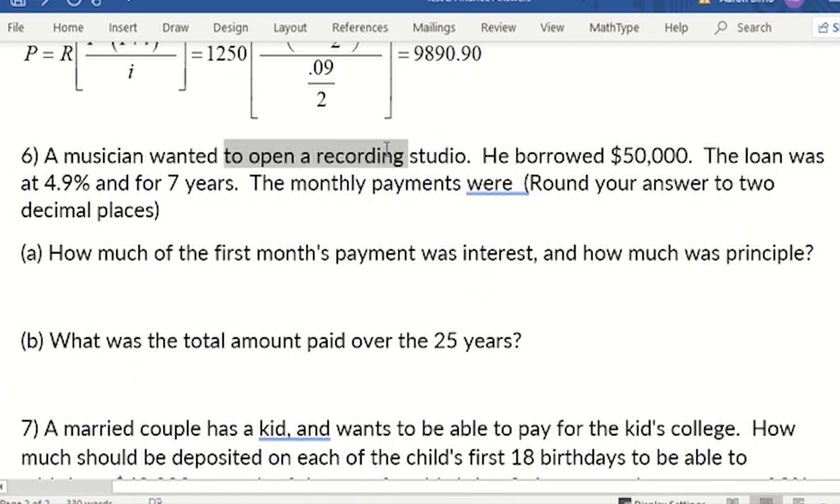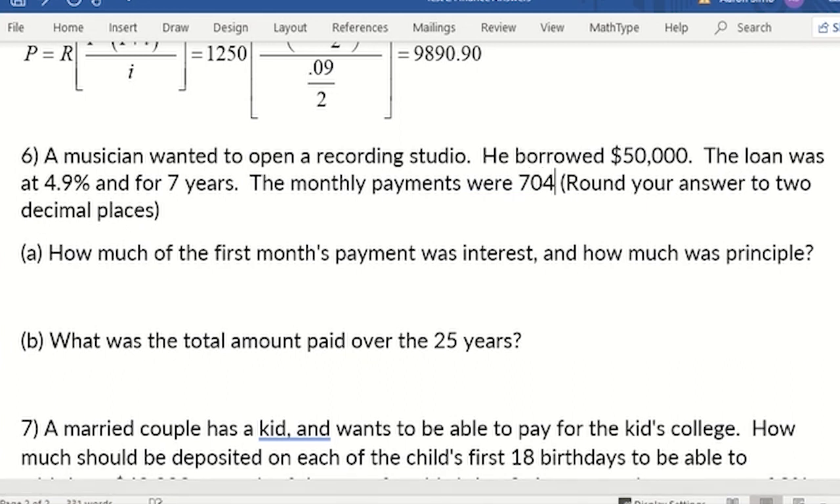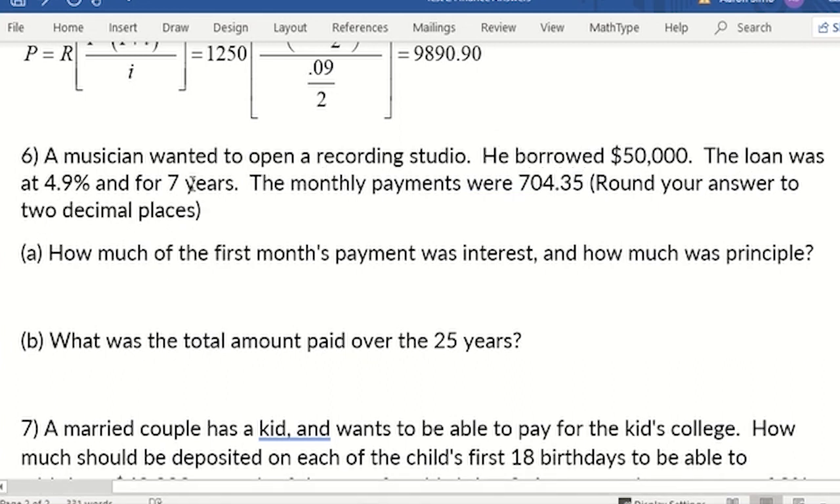Number 6, on part A right here. A musician wanted to open a recording studio. He borrowed 50,000. Okay, borrowed might be amortization. The loan was at 4.9% for 7 years. The monthly payments were, I think we're missing a number here. It should be 704.35. Round your answer to 2 decimal places.